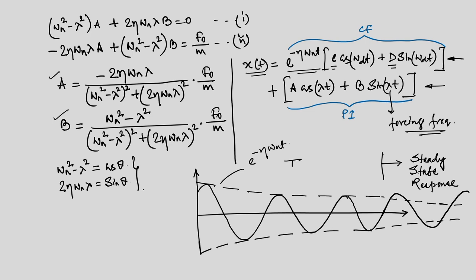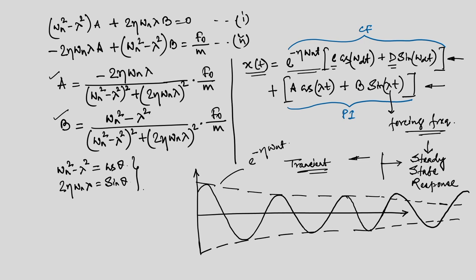So, initially we have the total solution, which is the summation of transient and steady state. In the initial part the transient dominates, but because of the damping it gradually goes to 0, leaving behind only the steady state response.